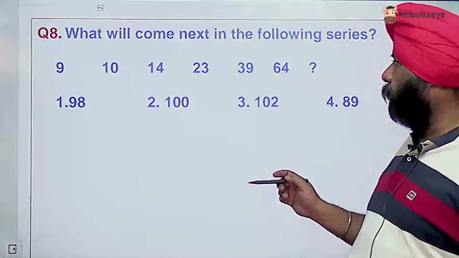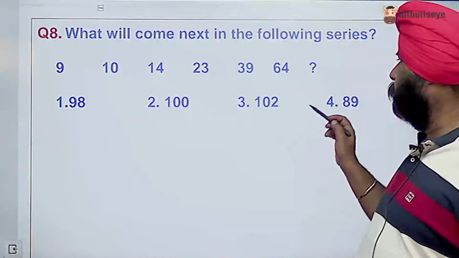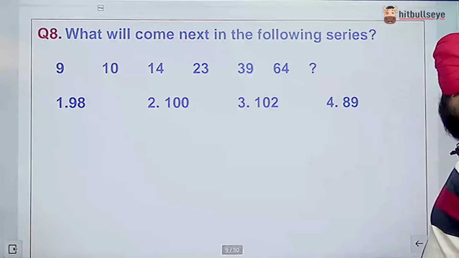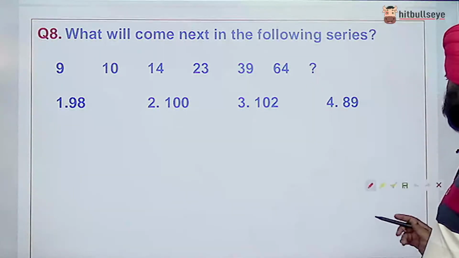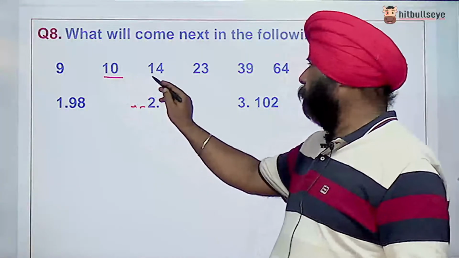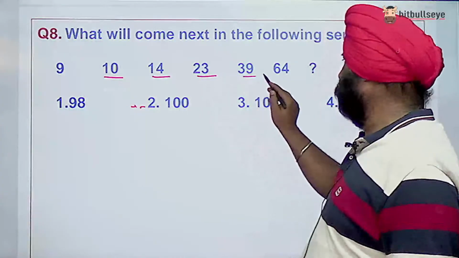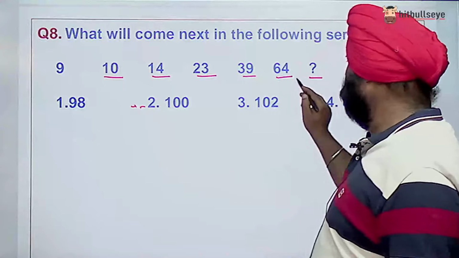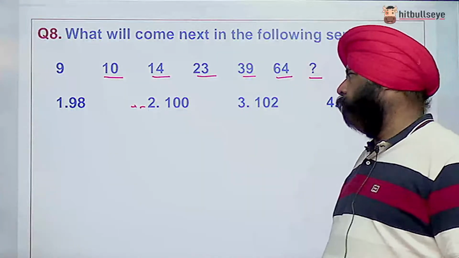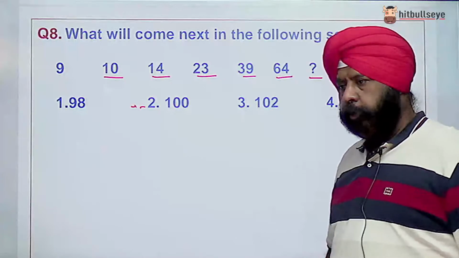The figures are 9, 10, 14, 23, 39, 64, question mark. I hope these are visible. 9, 10, 14, 23, 39, 64. Only two of them are perfect squares. All are not perfect squares. So what should be the answer?